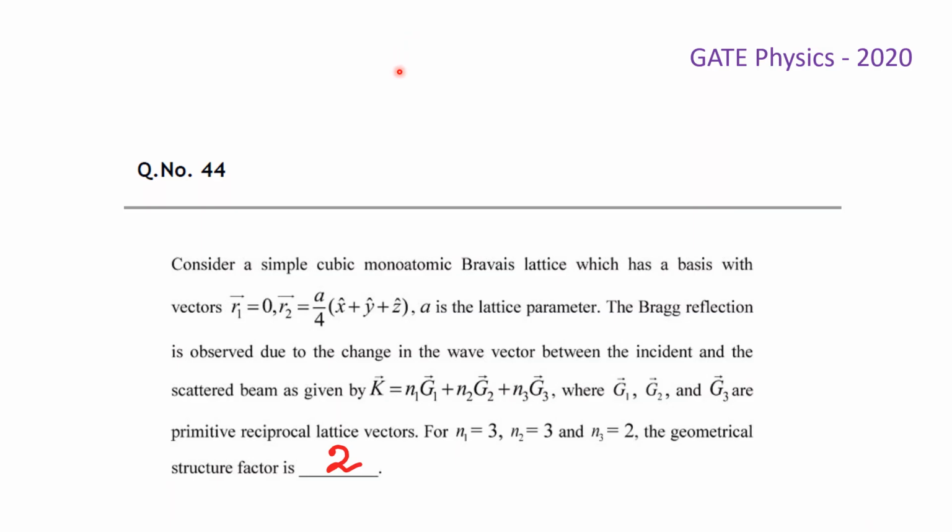So, we solved this problem and we found that the structure factor for the simple cubic monatomic Bravais lattice with 2 bases is 2 for this given n1, n2 and n3 values.